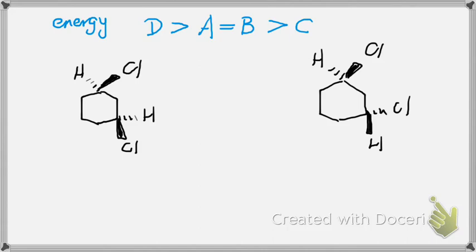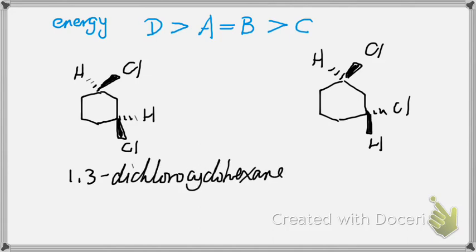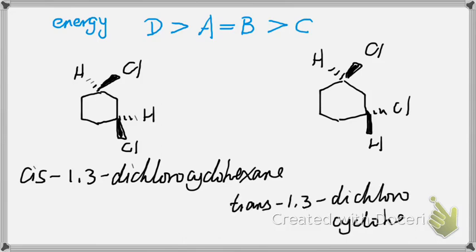Okay? So if we are going to name these 2 molecules, we go with 1,3-dichlorocyclohexane for the first one, cis, of course. And for the second one, it will be trans 1,3-dichlorocyclohexane, right? So we have 2 stereoisomers here.